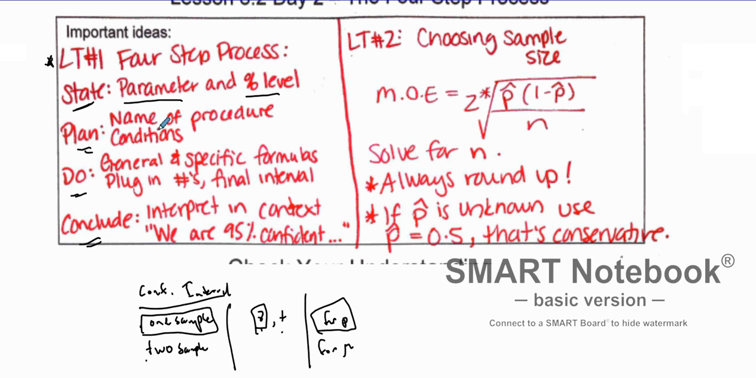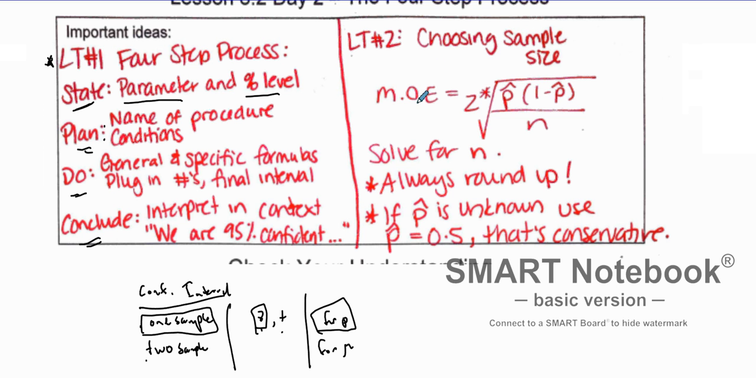The next thing is you want to name the procedure and conditions. Name a procedure and then the conditions. And then you want to do general, specific, formal, plug-in, and final interval. And then conclude, we want to interpret what our confidence interval is in context. So we are 95% confident that the true proportion, in this case a proportion of blah, blah, blah, is going to be found in this interval.